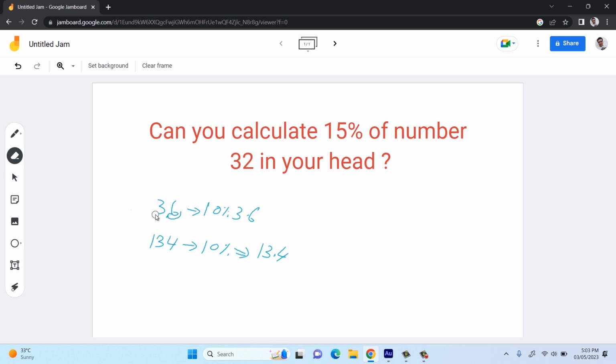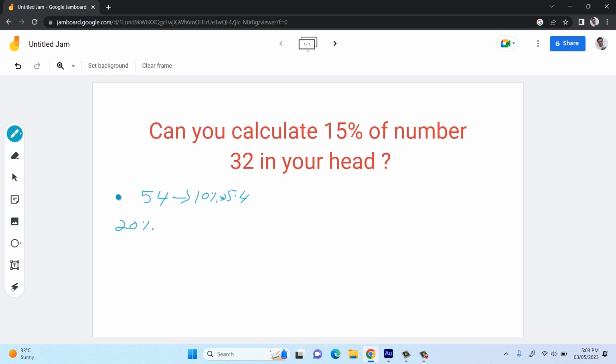So whatever percentage you want to calculate in your head, first you have to calculate 10%, correct? So this will help you a lot. So now let me just do one more problem in 10%, and then we will move to 20%. So let's just do number 54. So the 10% of number 54 will be 5.4, right?